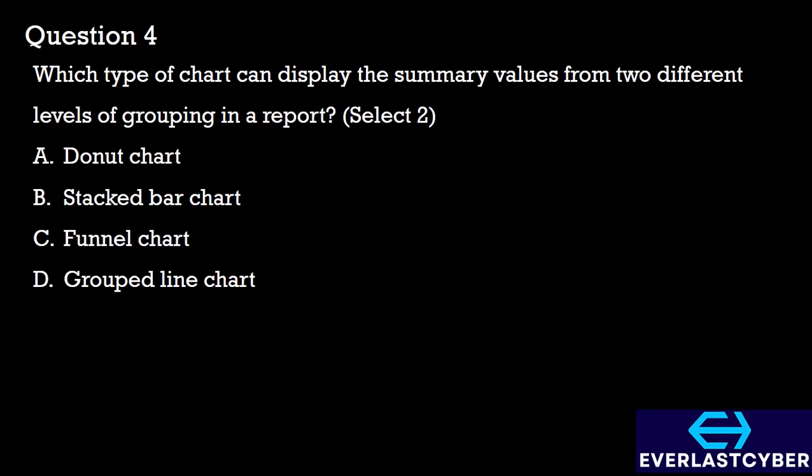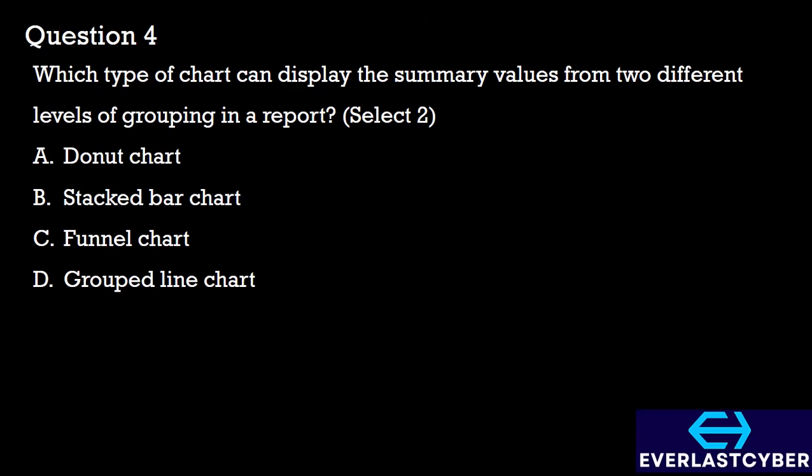Question 4. Which type of charts can display the summary values from two different levels of grouping in a report? A. Donut chart. B. Stacked bar chart. C. Funnel chart. D. Grouped line chart. A donut chart is used to display a single summary value or a single level of grouping, but not two different levels of grouping, so that's out of it.